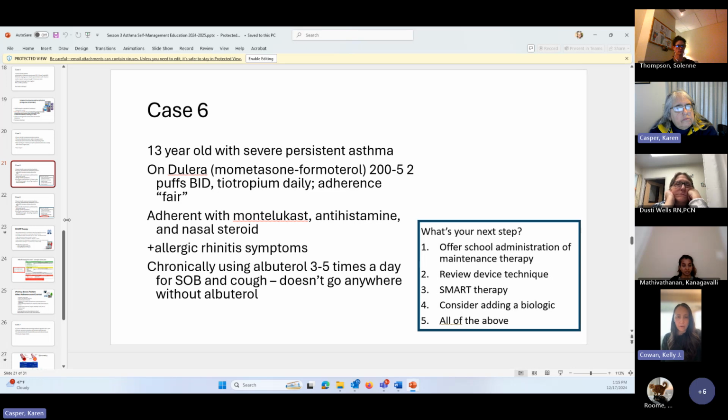She doesn't go anywhere without her albuterol. And I'd say that even with times when she had been adherent with twice daily Dulera, she was still having pretty much the same problem. So it wasn't super appealing for her to take the Dulera, and that's where some of the fair adherence came in for her. What do you think from these options seems like a good next step?